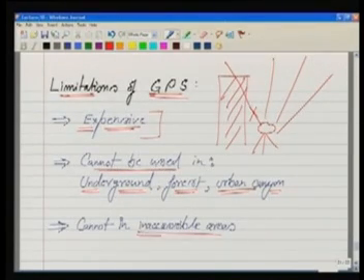Also, GPS can be used only in those positions where we can actually go and occupy. For example, if you have to measure the trajectory or the catenary of a power line, a transmission line, we cannot use GPS to measure it because we need to occupy the point. There are some other methods like LiDAR or photogrammetry which can be used also for inaccessible areas.